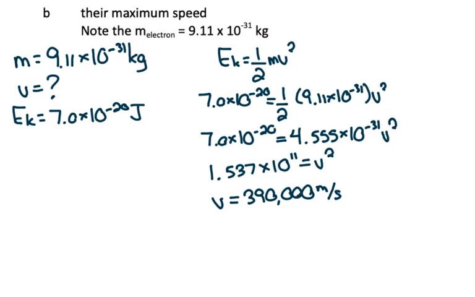Perfectly fine answer, but for a little more clarity of what this actually is in terms of a speed, instead of 390,000 meters per second, we could call this 390 kilometers per second, just to give an indication of exactly how fast these electrons are moving.